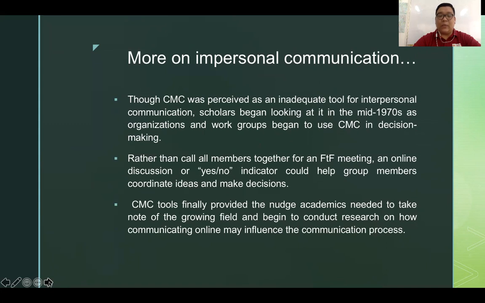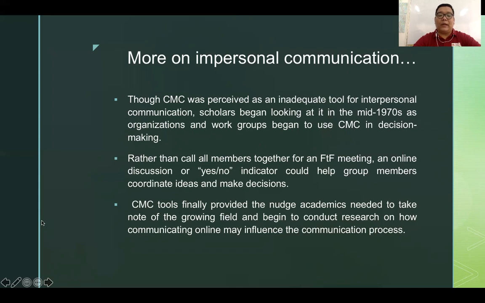And though CMC was perceived as an inadequate tool for interpersonal communication, scholars began looking at it in the mid-1970s as organizations and work groups began to use CMC in decision-making. This has been very apparent in certain stages where individuals or work groups use computer-mediated communication to come up with certain decisions that will definitely affect organizations or institutions. For example, in businesses, when people needed to communicate with one another within the organization to come up with big decisions, they used computer-mediated communication and various channels.